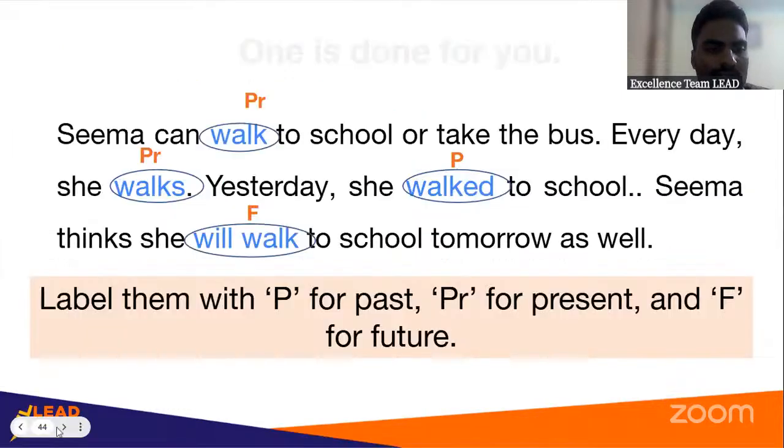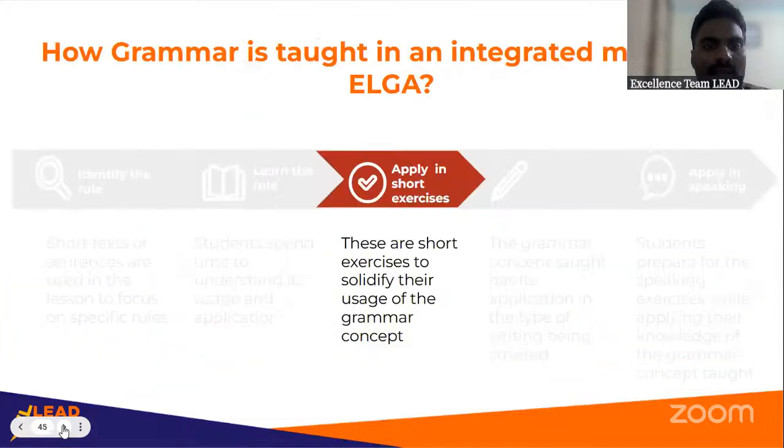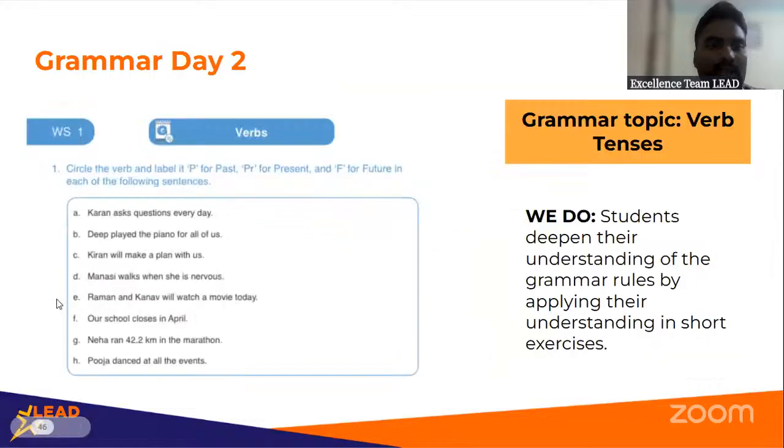So once this is done, what is the next step? Until now, the children were able to identify the rule, they learned the rule. Now, what is the third step? They are supposed to apply it in the short exercises. So అది ఎలా చేస్తారో మీ లెసన్ ప్లాన్ లో అది ఎలా ఉందో చూద్దాం, right? Now, this is grammar day 2, right?